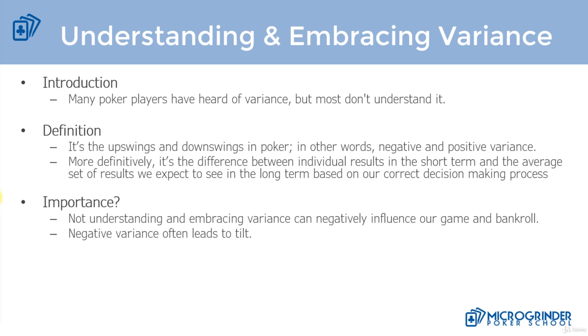Variance is the upswings and the downswings in poker. In other words, this is really the negative and the positive variance in poker, and we'll talk about this more on the upcoming slide. Now, a more definitive definition of variance would be the difference between individual results in the short term and the average set of results we expect to see in the long term based on our correct decision-making process. What this is essentially saying is that in the short term, we're not always going to see what we would expect to see in the long term if we were making correct decisions. And you'll see what I'm talking about when we do an example of a coin flip later in this lecture.